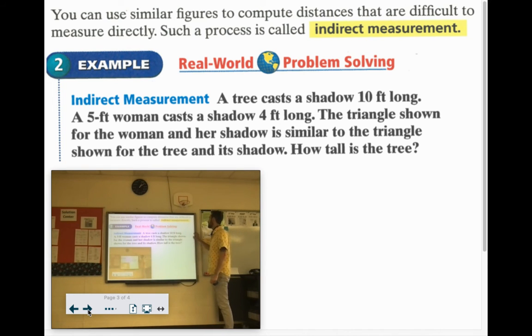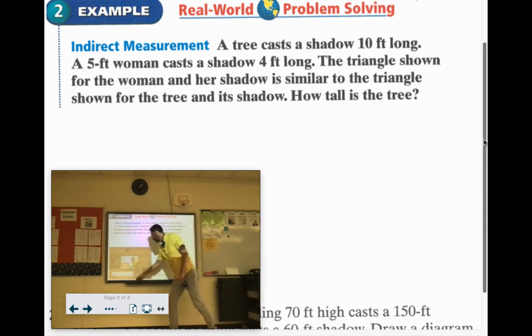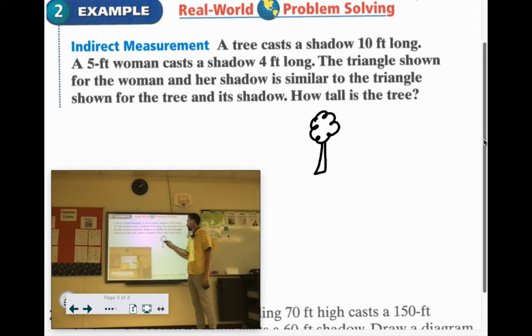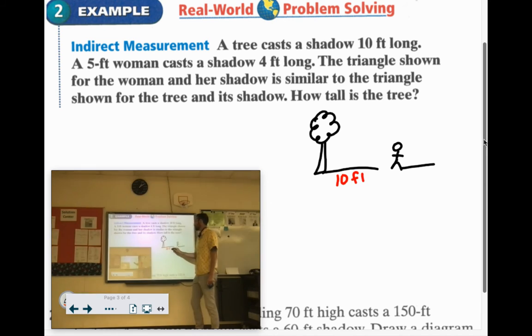A tree casts a shadow 10 feet long. A 5-foot woman casts a shadow 4 feet long. We're drawing our own, so let's get creative and cute. Here is our tree, and it's got a shadow. And then here's our lady, and here's her shadow. So let's fill in what we know. The tree's shadow is 10 feet long. The 5-foot tall woman, she's 5 feet tall, has a 4-foot shadow.